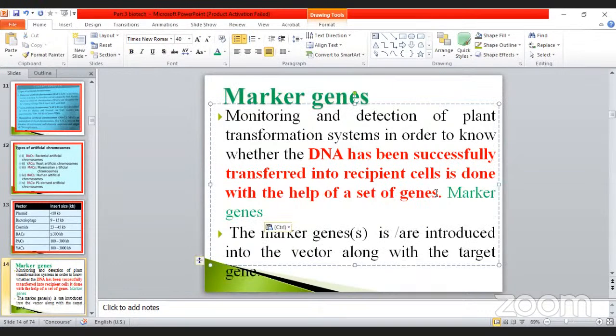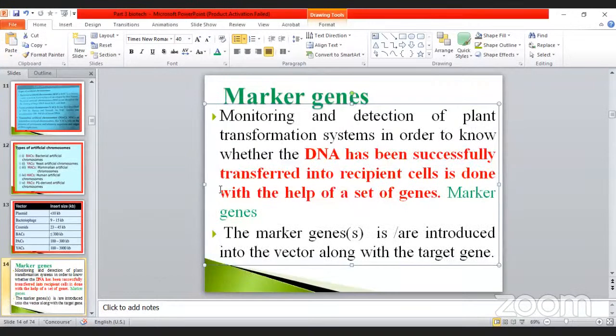Okay. So for which purpose is it used? Between the DNA donor as well as the recipient, it plays a vital role. That is very, very important. Okay, go to the next one. The marker genes are introduced into the vector along with the target gene. This is the point. Between the vector and the target gene, there is a mediator. It is an essential role played by the marker genes. That is very, very important, my dear students.